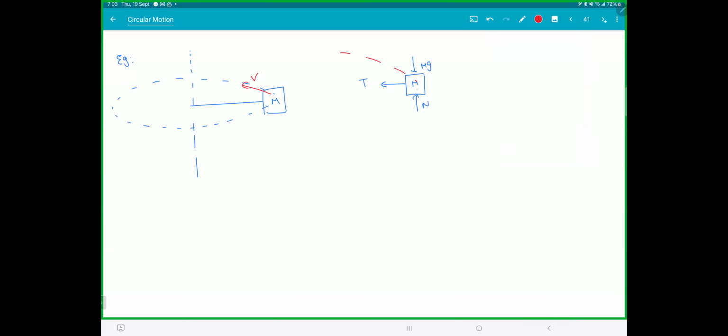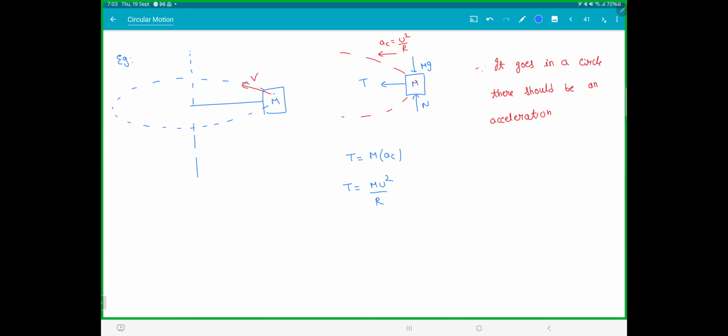Now we will say, since this is going in a circle, there has to be an acceleration. If the acceleration is not there, it won't go in a circle. And how much is that? So a centripetal is v square by r. Then step 2, resolve the forces and write the equations. In the horizontal direction, tension is equal to mass into acceleration. So tension will be m into v square by r.